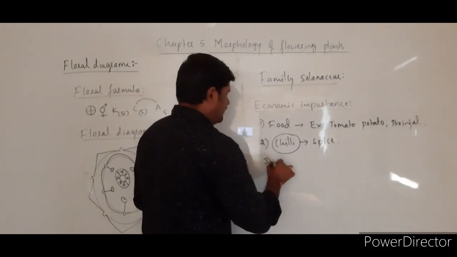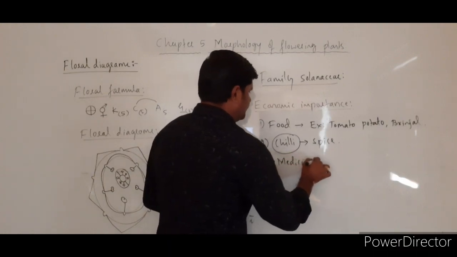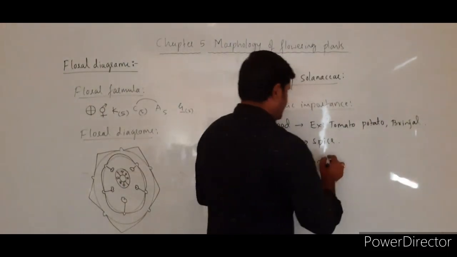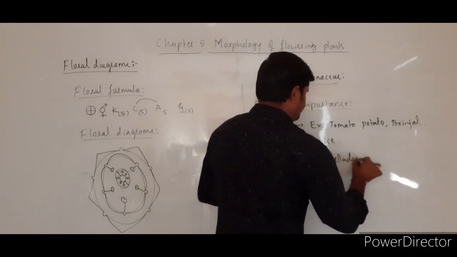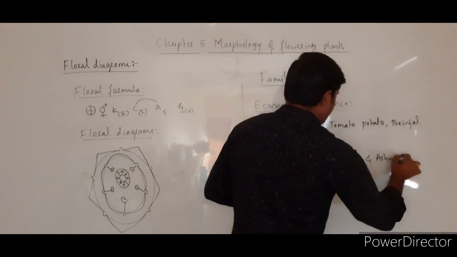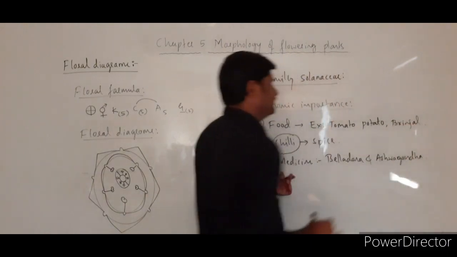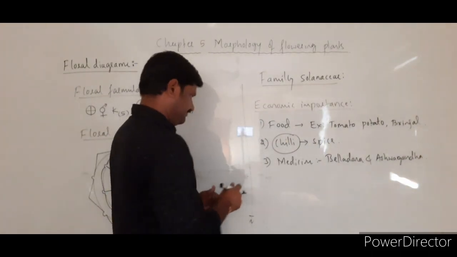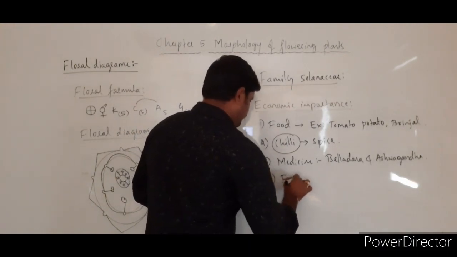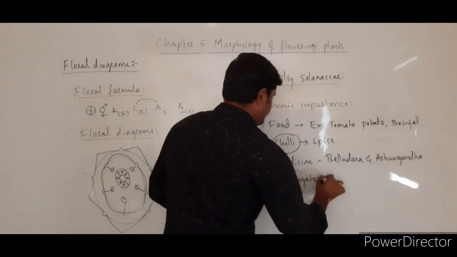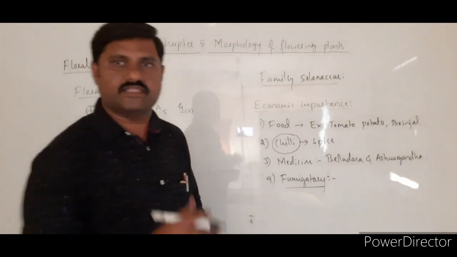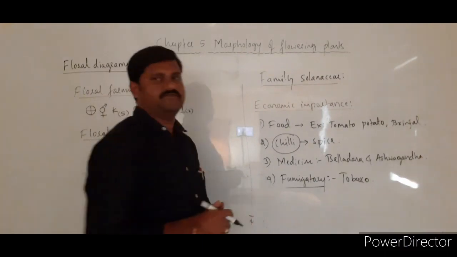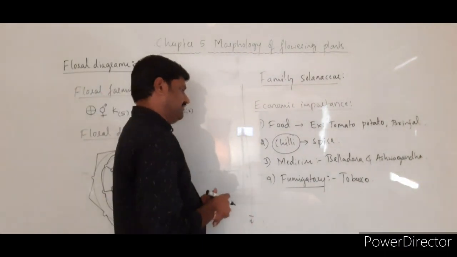And the third one is some of them are used as medicines. The medicinal plants have their own medicinal importance. Examples are belladonna and ashwagandha. So ashwagandha as well as belladonna, these are medicinally very important. And one is fumigatory. Fumigatory means it is used for smoking. That you know better, tobacco. Tobacco also belongs to this family itself, right?